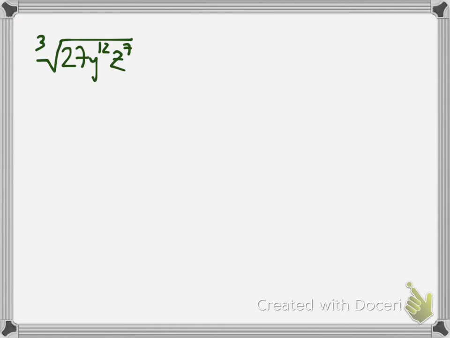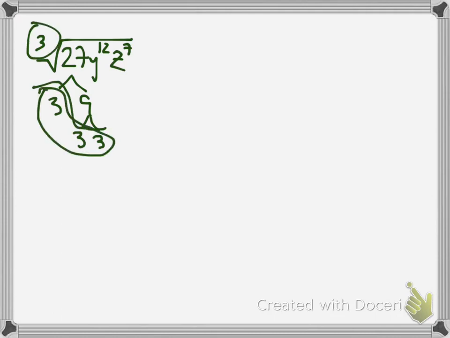Now I want them in groups of 3. So I start breaking up 27 to be 3 and 9, 3 and 3. And again, I'm looking at the ends. So I have one group of 3s. Probably should have chosen a different number. Anyways, so I have one group of 3s. So that means I have a 3 on the outside. Nothing left on the inside for the cube root.